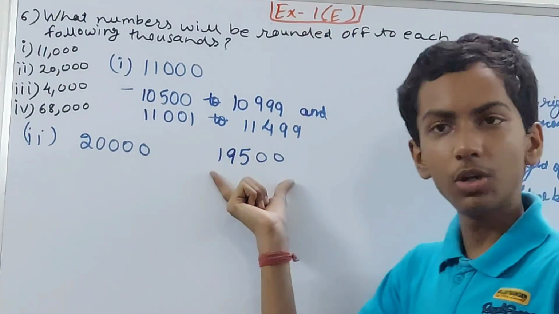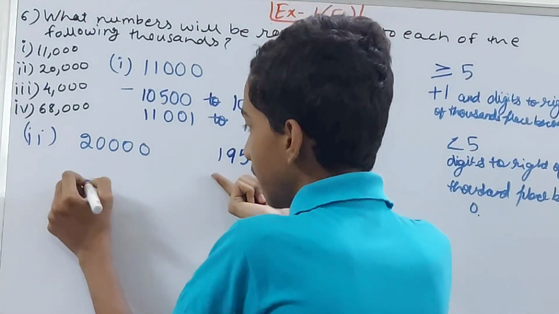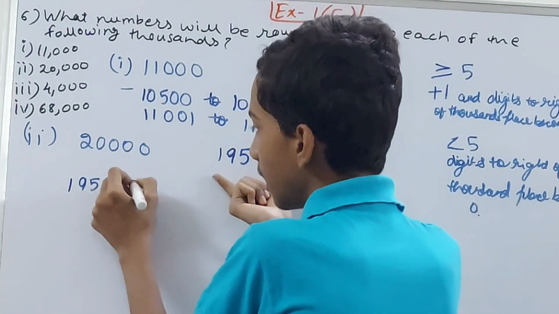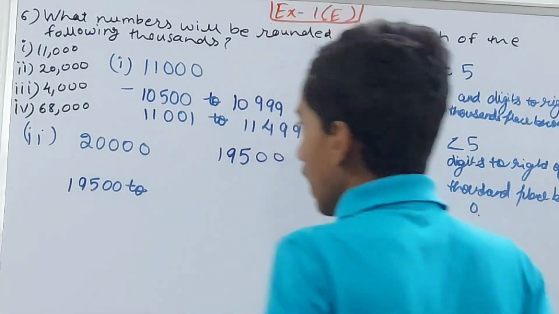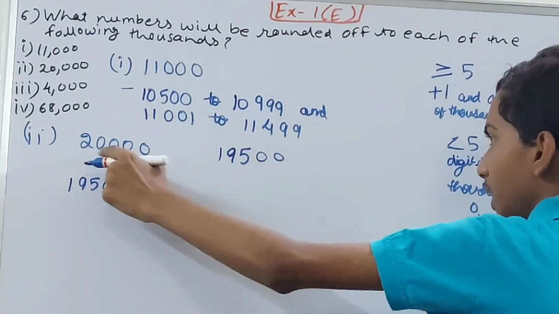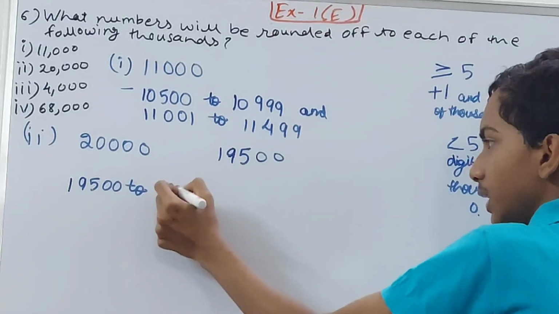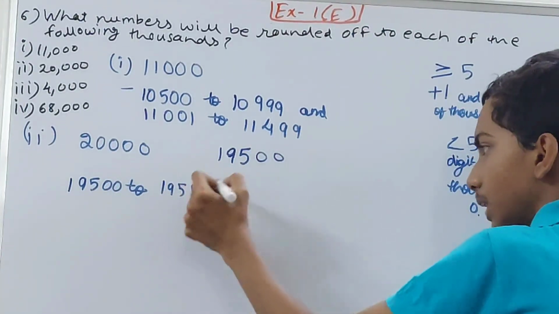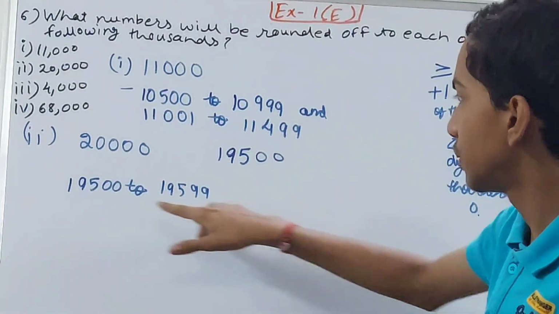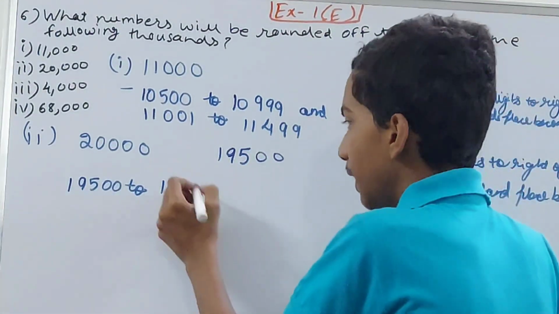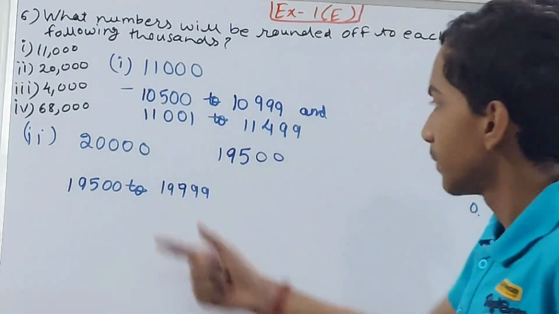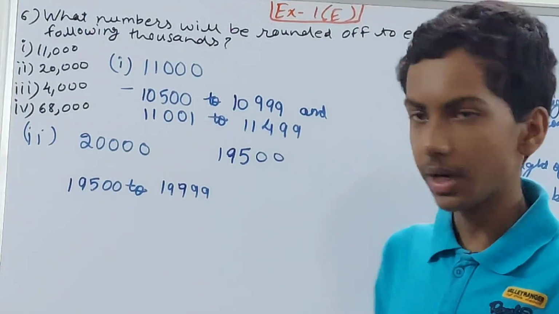So first is my lower limit, right? You can say 19,500 to, and whatever number lies between 19,500 and 20,000 will come here. So 19,999, right? Sorry, not 599, 19,999. So 499 numbers over here.